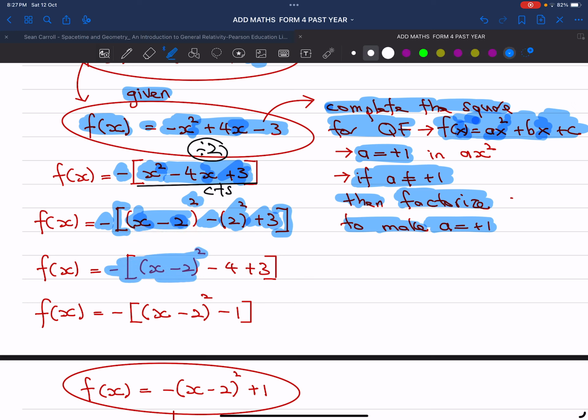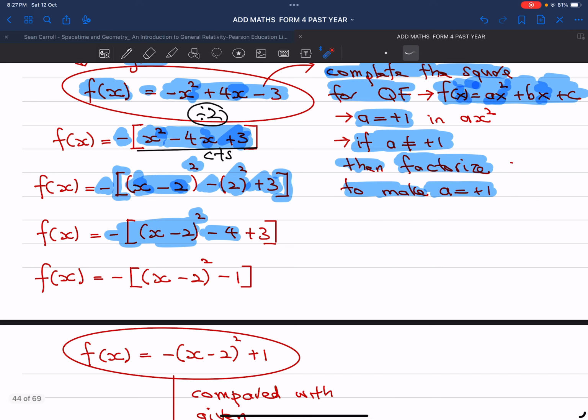And we know that minus 2 square is minus 4. Make sure you put the brackets here. And finally, the plus 3 I put back. So now we have our f(x) equals negative x minus 2 bracket square, I just copy back.